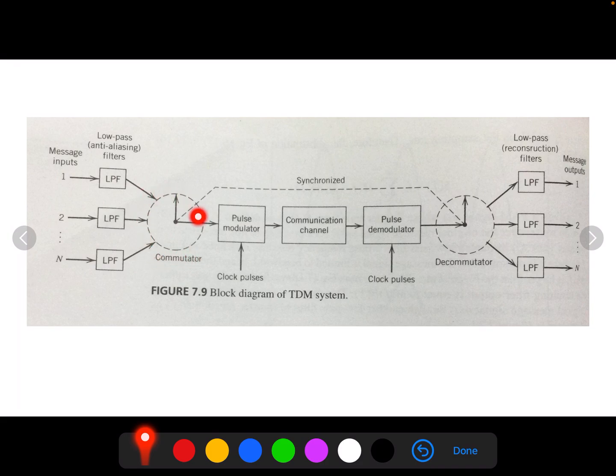The function of this commutator is twofold. First, to take a narrow sample of each of the n input message signals at the rate fs, which is slightly greater than 2W, where W is the cutoff frequency of the pre-alias filter. Second is to sequentially interleave these n samples inside the sampling interval Ts. So the latter function is the essence of the time division multiplexing operation.